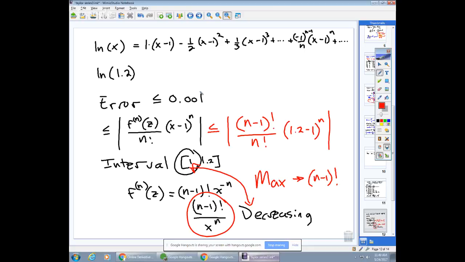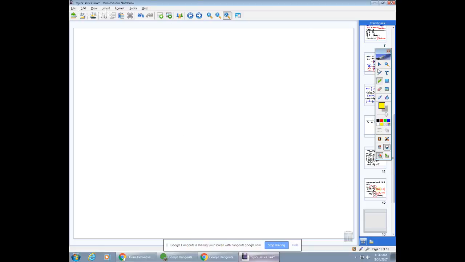And that sucker right there is what I need to keep under 0.01. So we just got to find a number for n to do that. Now, one thing that's super handy here, these guys clean up nice, don't they? Okay, so new page, 1.2 minus 1 is just going to be 0.2. So I have the following inequality.